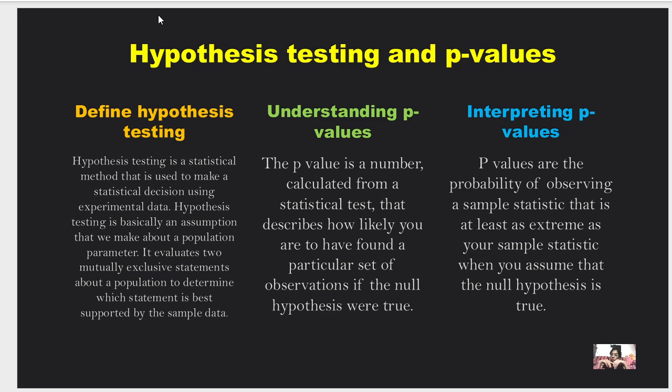P-values are the probability of observing a sample statistic that is at least as extreme as your sample statistic when you assume that the null hypothesis is true. What is the null hypothesis? As I said, if the hypothesis is it is raining today, then the null hypothesis is it is not raining, exactly the opposite of your hypothesis.